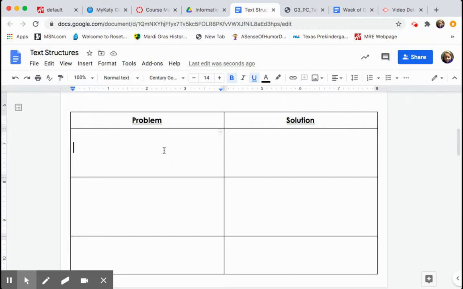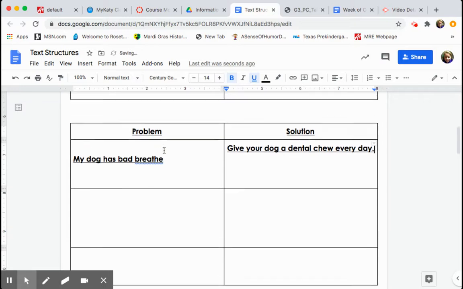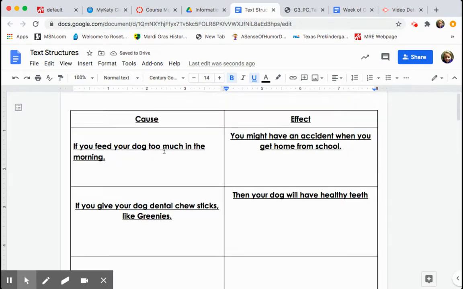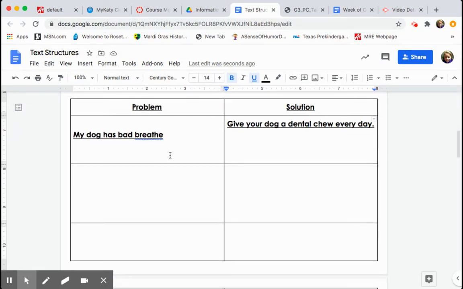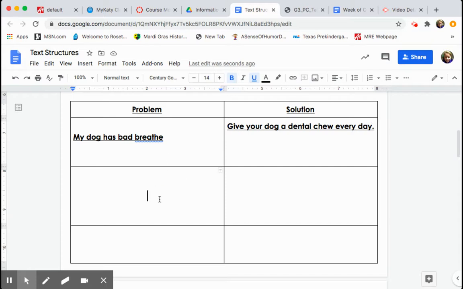So to look at this one, I could say, my problem could be my dog has bad breath. But my solution could be give your dog a dental chew every day. Okay, so I just showed you this dental chew example for cause and effect and for problem and solution.